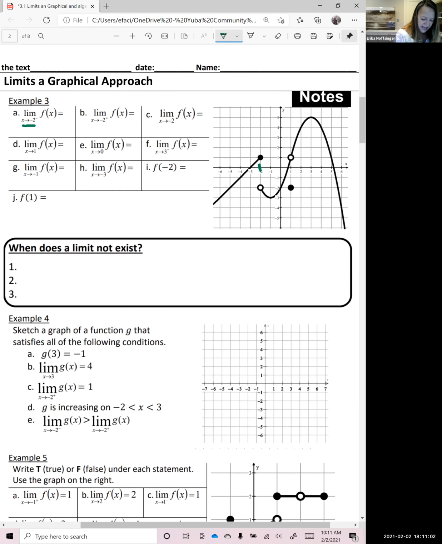And I'm looking on the left, so I take the piece that is on the left of x equals -2, which is here, and I follow that graph as we get closer and closer to that x value and try to determine what is that y value that we're getting closer and closer to. So I notice that as I get closer and closer to this x equals -2, I'm getting closer and closer to this y equals 1. And so the limit here is equal to 1.